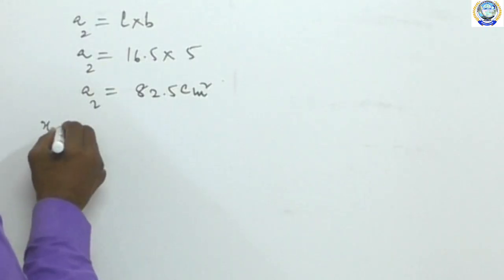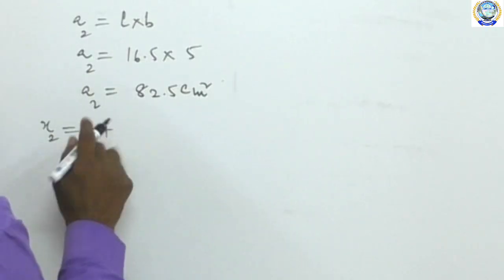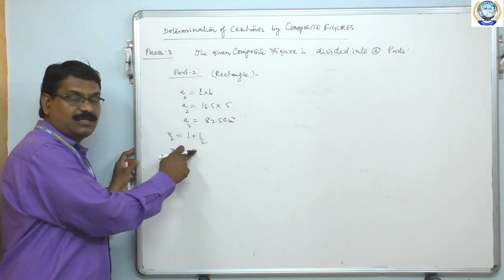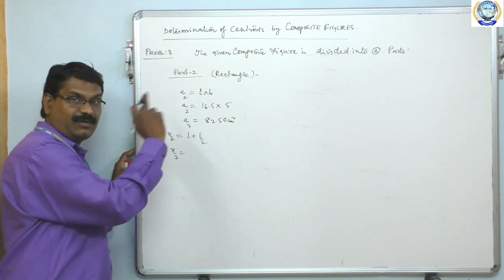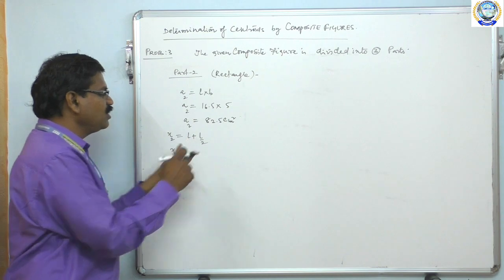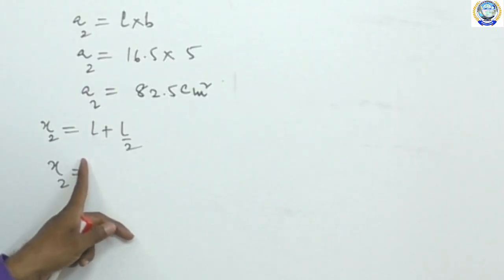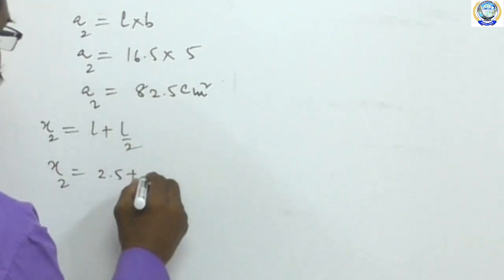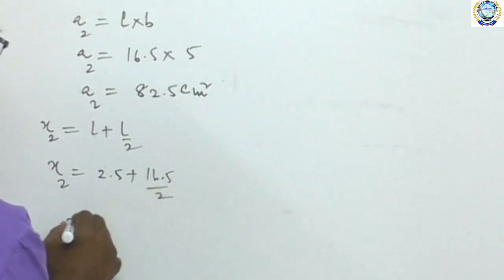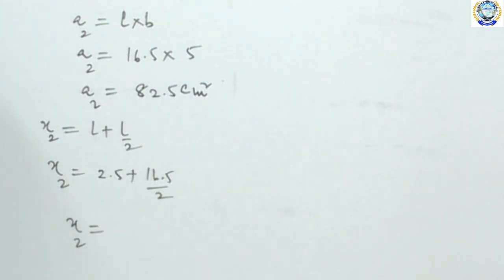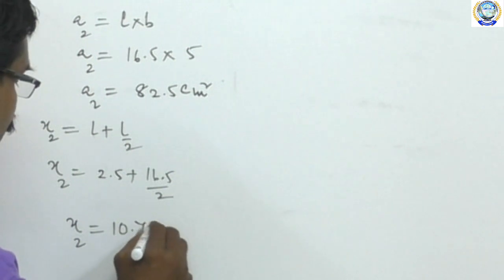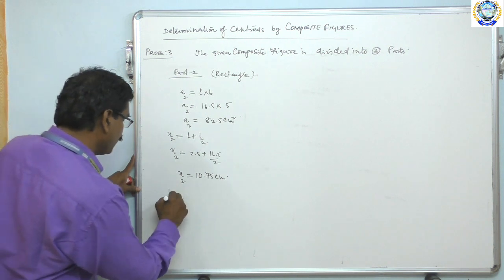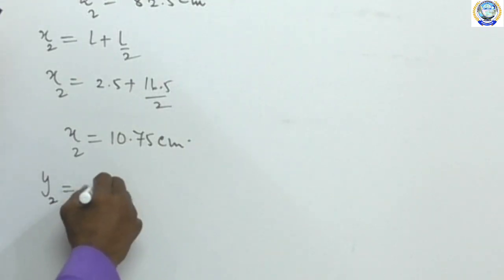Therefore, x2 is equal to the formula L plus L by 2. This L belongs to the first part. As I told you, all x coordinates move from left to right direction. Therefore, here L is nothing but the radius. Therefore, 2.5 plus L, that is how much? 16.5 by 2. Therefore, after simplifying this, my x2 is equal to 10.75 centimeters. This is the value of x2. Similarly, y2 is equal to b plus b by 2.